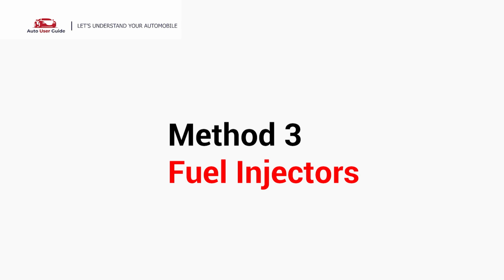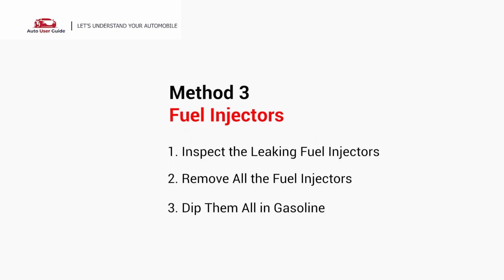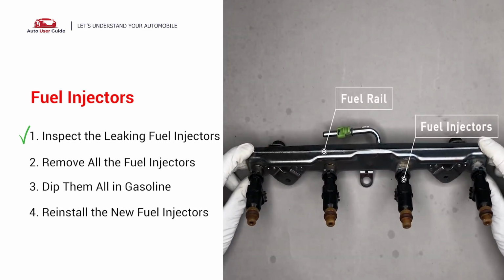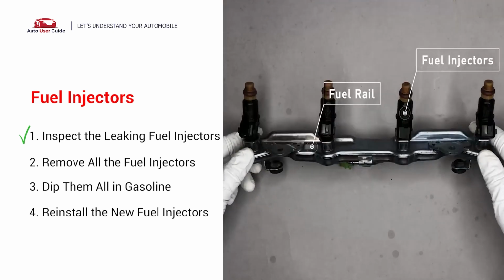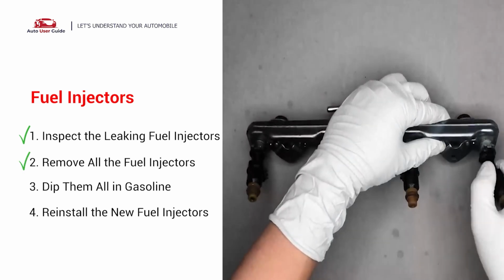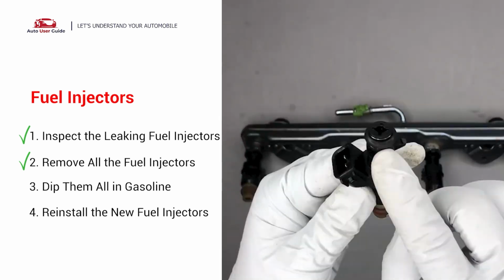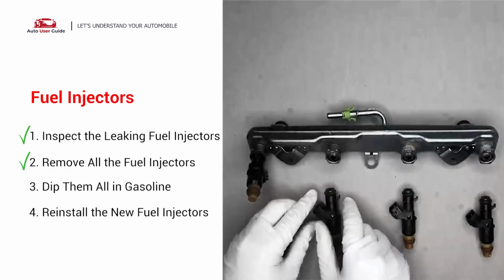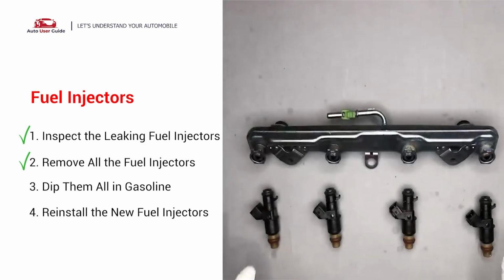Method 3: Check the fuel injectors. The fuel injectors are mounted in the intake manifold so that they spray fuel directly at the intake valves. Inspect the leaking fuel injectors on the fuel rail. Carefully remove the fuel injector. Make sure the new injector has new seals and never use the old seals over. When you change the fuel injectors, change them all as a set. Otherwise, the engine will run unevenly.